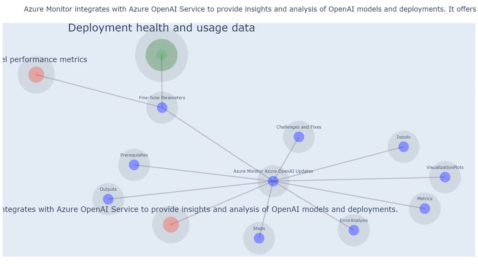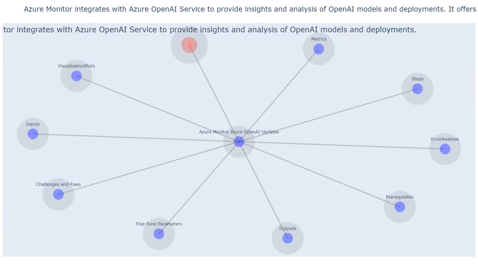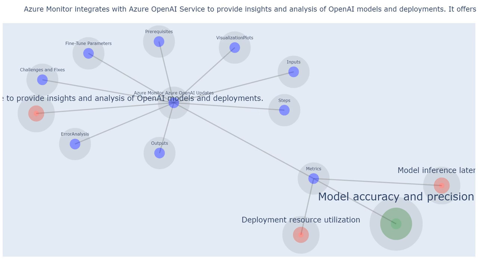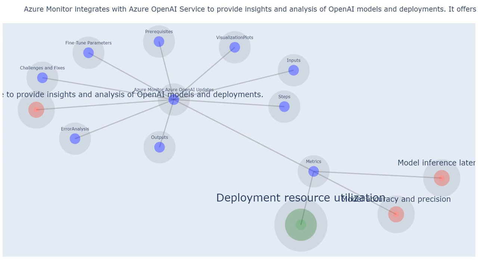Deployment health and usage data. Adjust the monitoring parameters to focus on specific aspects of deployment health and resource utilization that are relevant to your environment. Metrics. Model inference latency. Measure the time taken for the model to process requests and generate responses. Model accuracy and precision. Assess the quality of the model's outputs by comparing them to expected outcomes. Deployment resource utilization. Monitor the consumption of resources such as CPU, memory, and network bandwidth by the deployment.